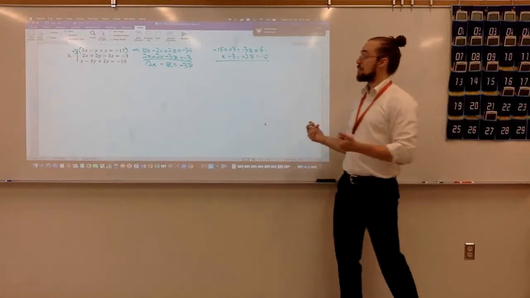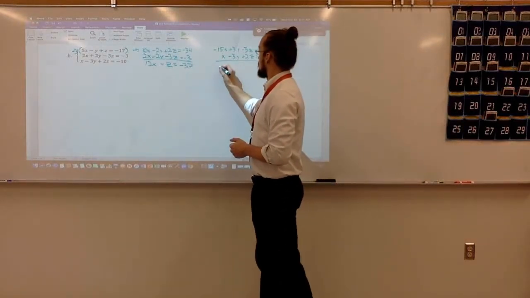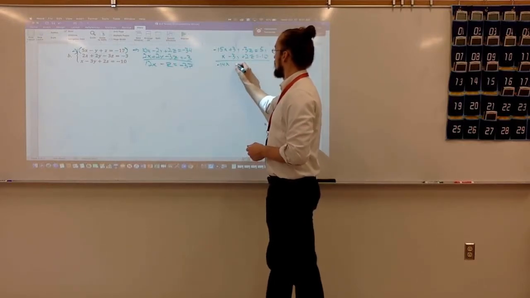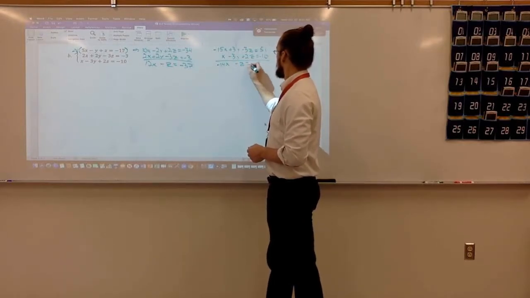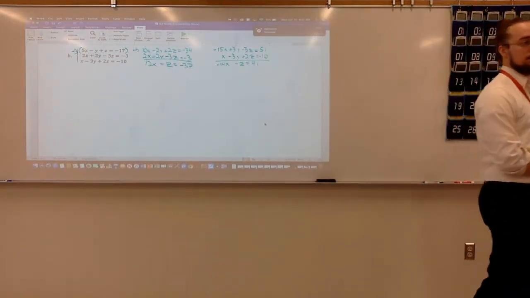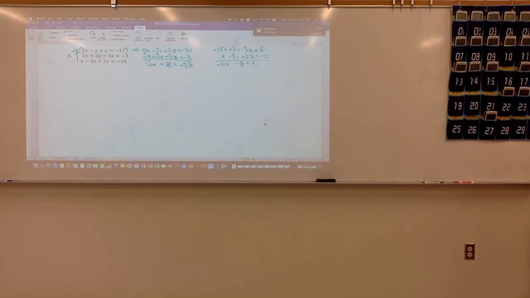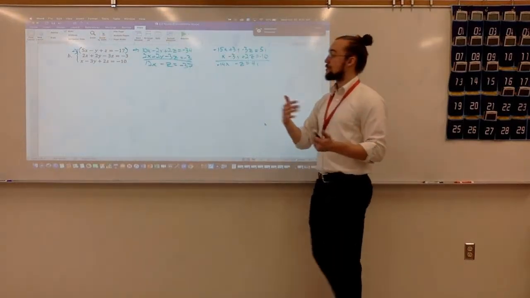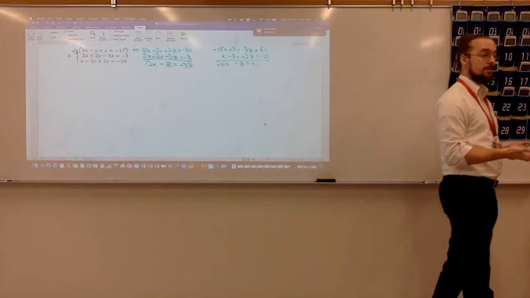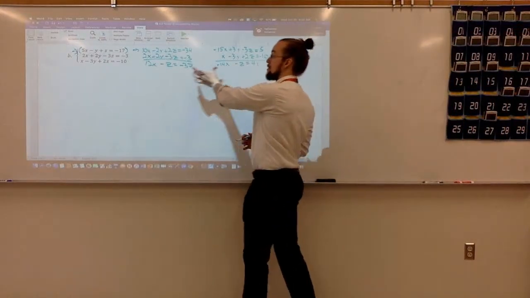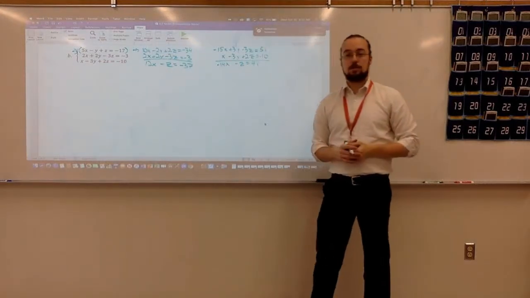Add these together. So I will get -14x, y's cancel, minus z equals 41. So I've created two equations now that just have x's and z's, two equations that have the same two variables. So now I'm going to solve this system of equations.